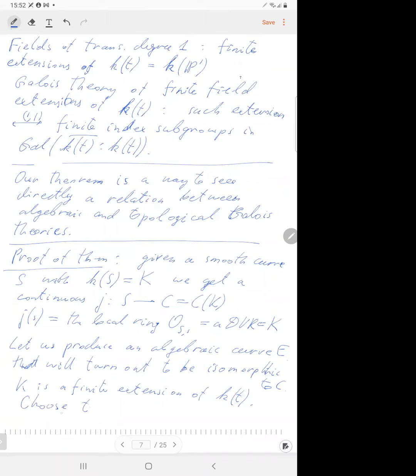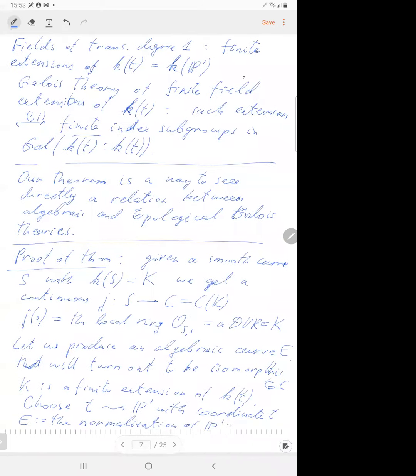T, and then it will give rise to the projective line with coordinate T. Okay, and finally, this E, by definition, is the normalization of this projective line with coordinate T in the field K. Okay, but we had this construction last time, as far as I remember, and now we're applying this general construction of normalization.